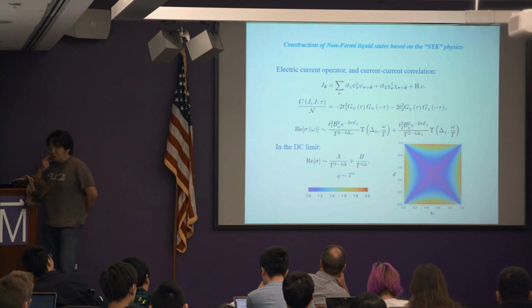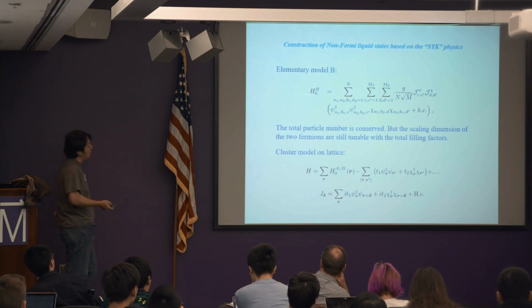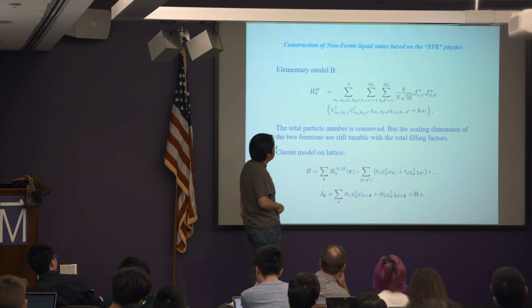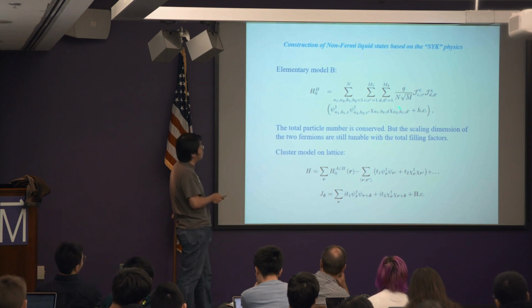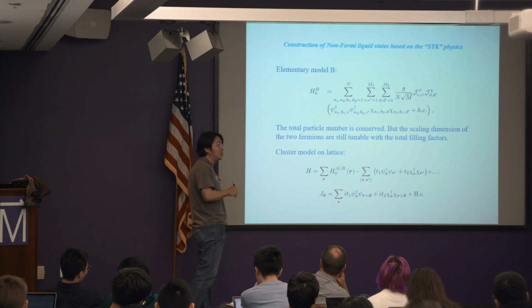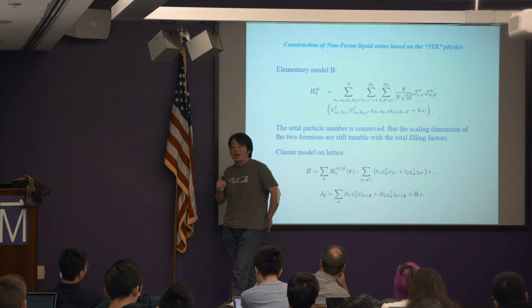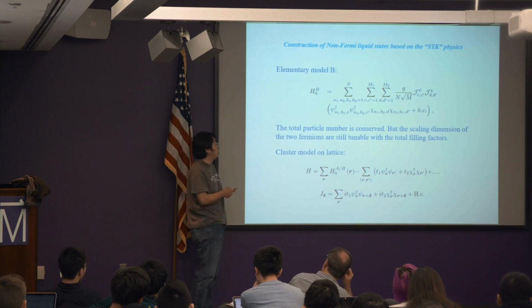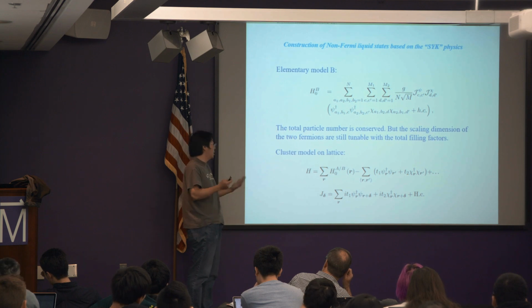So this is the first model, and the second model we tried is similar, but it has a different symmetry. We still have a two-orbital model, and it still has the desirable feature that the sum of the scaling dimensions of these two fermions is 1/2. But now we don't have a U(1) charge conservation for each of them separately, only a total fermion number conservation, but the solution is similar.